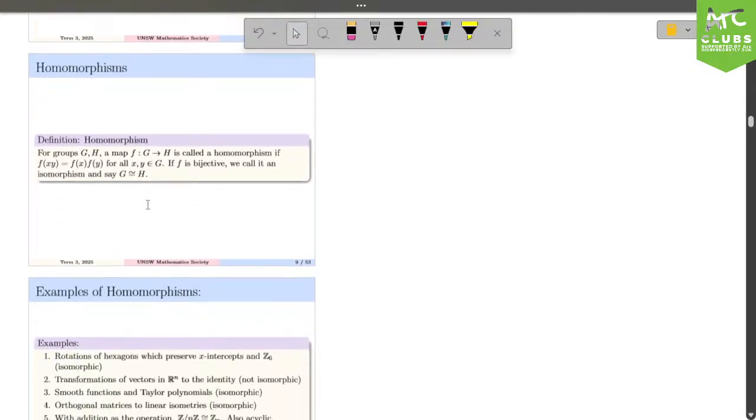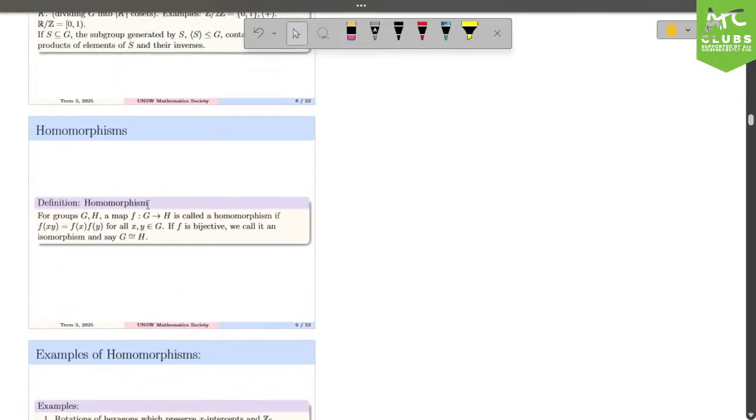Okay, next. Homomorphisms. For groups G and H, a map f from G to H is called a homomorphism if f of xy equals f of x times f of y for all x and y in G. Please note, the operation on f of x and f of y is not the same as the operation on x and y. For example, we can have vector addition for x and y, but for f of x and f of y, we might have something else, such as matrix multiplication. So we cannot treat these operations as identical. If f is bijective, we call it an isomorphism, and we use this symbol for it.